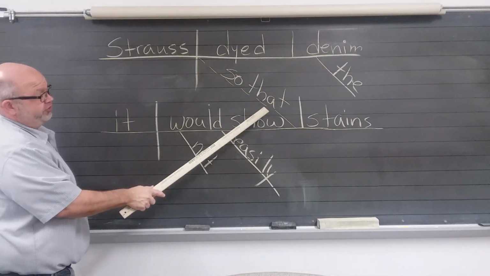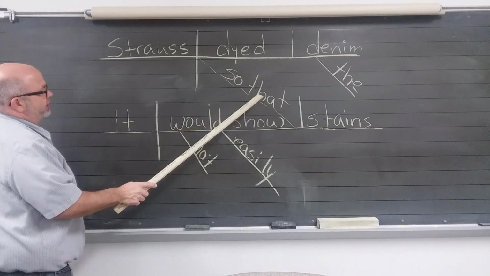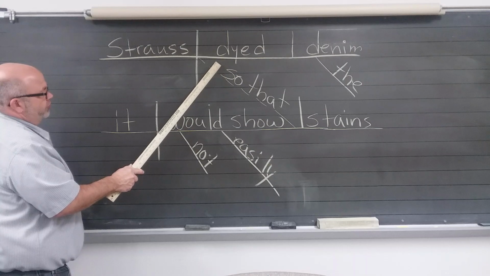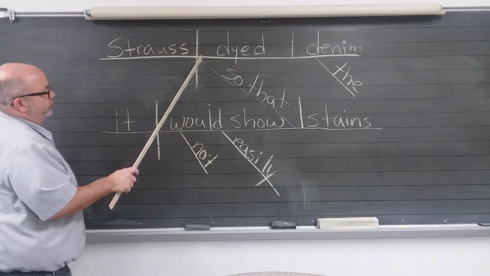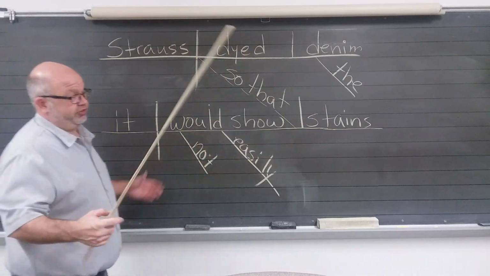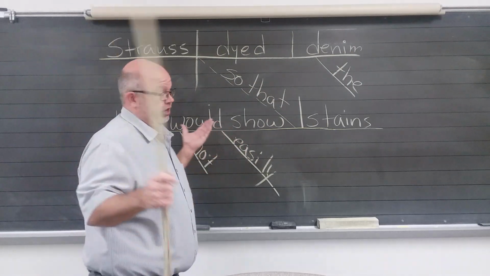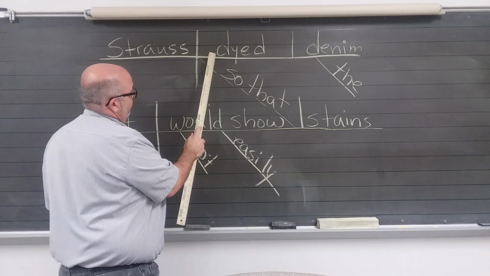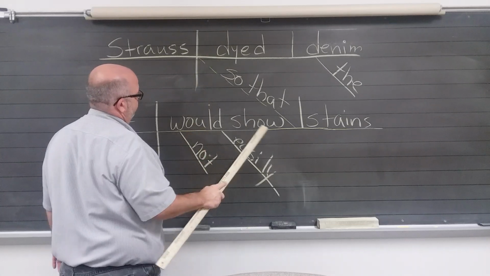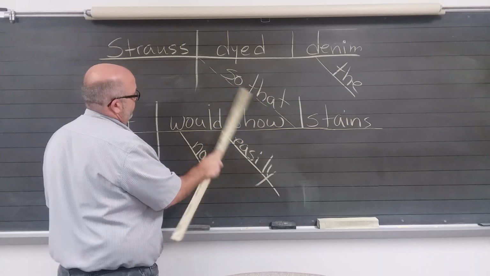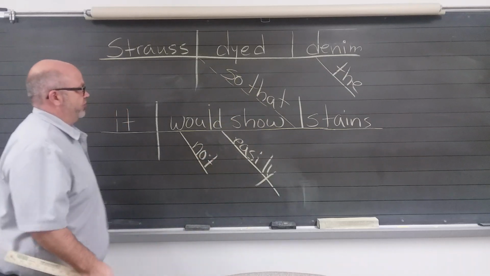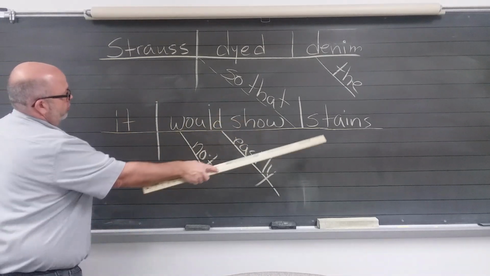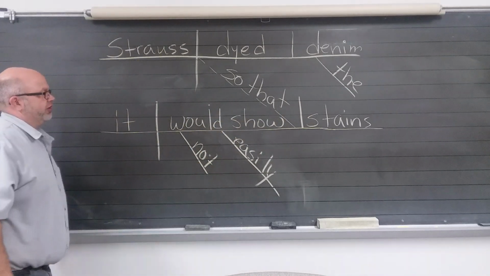Remember the subordinating conjunctions when you have an adverb clause, the conjunction goes on the dotted line. Okay, conjunction is your hint there. Conjunctions go with dotted lines. It goes from verb to verb, always from verb to verb. Dyed to would show. So somewhere in there is your subordinating conjunction. And then you have your dependent clause, so that it would show stains, and not easily being your adjectives.